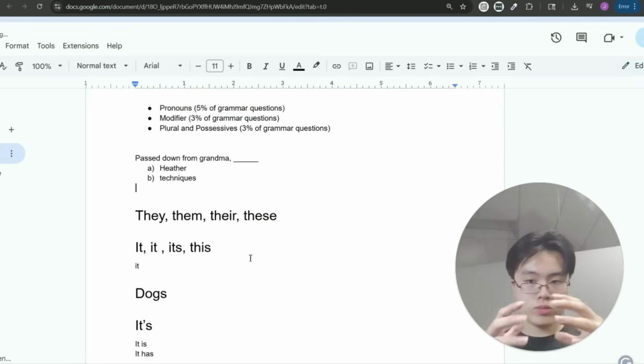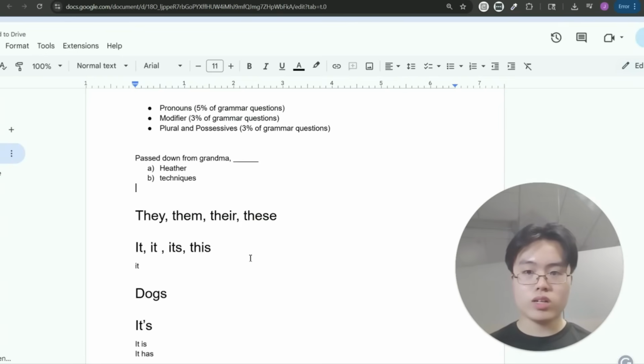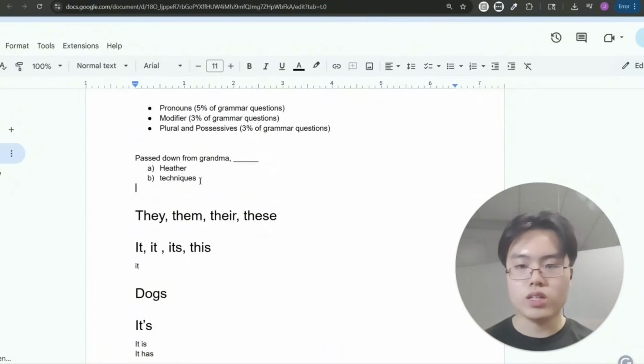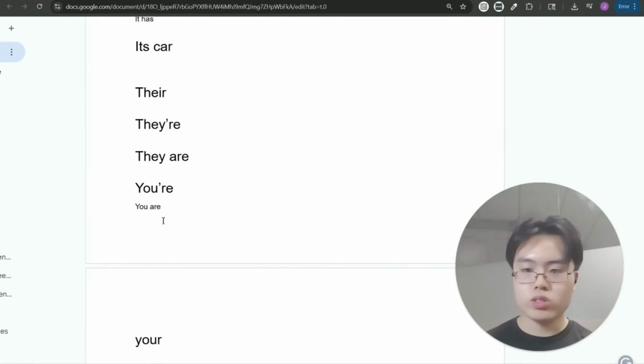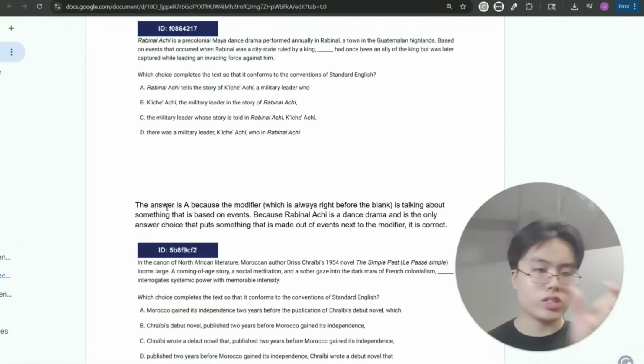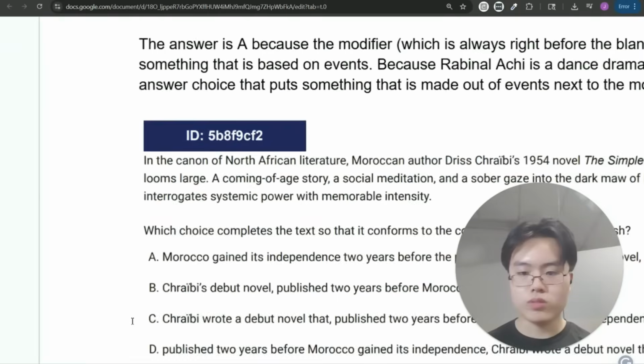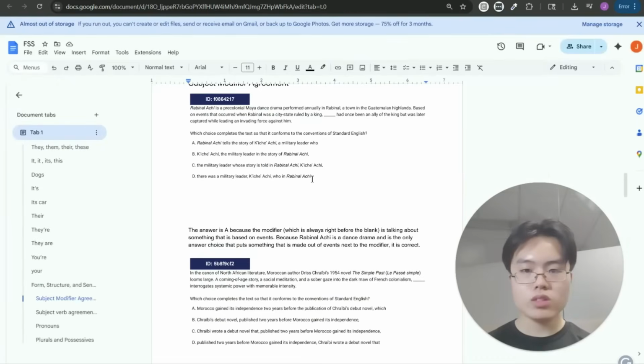Just make sure you completely understand the modifier and have an idea of what it's modifying, and then look for that thing in the answer choices as the first word, or if it's not the first word, maybe because there's an apostrophe there, then look at the next thing after the apostrophe. For example, like this. Okay.